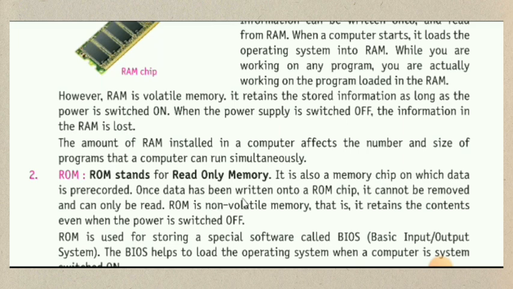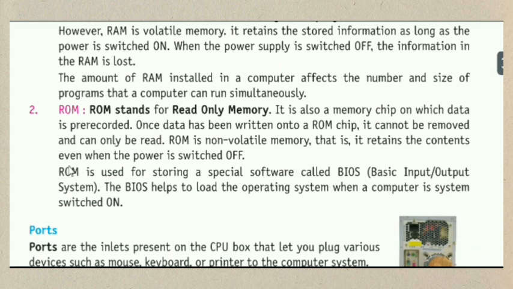Once data has been written onto a ROM chip, it cannot be removed and can only be read. ROM is non-volatile memory. That is, it retains the contents even when the power is switched off. ROM is used for storing a special software called BIOS, Basic Input Output System. The BIOS helps to load the operating system when a computer system is switched on.